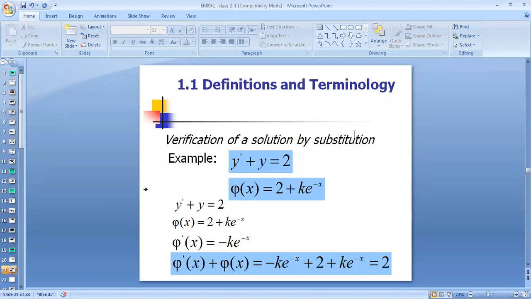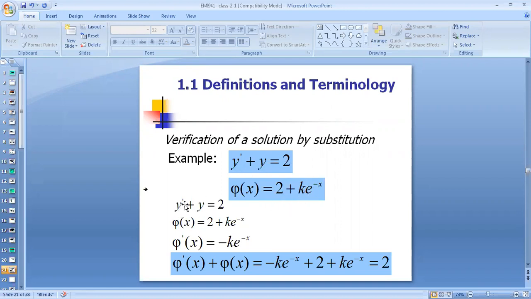Now, verification of a solution by the substitution method. How will we verify? This is the first order differential equation, y dash plus y equals 2, where y dash is dy/dx. If you find the solution by the variable separable method, of course we get phi of x equals 2 plus k times e to the power minus kx. You can try it at home; we have studied the variable separable method in our previous lecture. Phi of x equals 2 plus k times e to the power x. This is the solution of this differential equation, right?